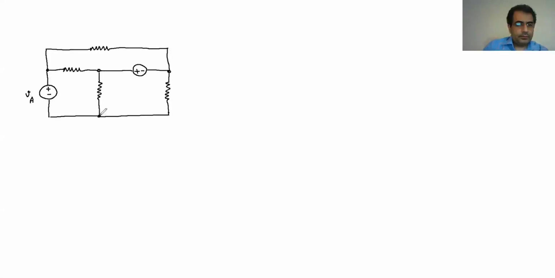So VA is going to be VB, it's going to be R1 at the very top, R2, R3, R4. Okay, assume this is what we have, and we want to analyze this circuit.